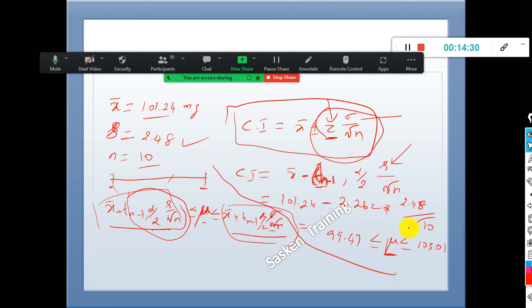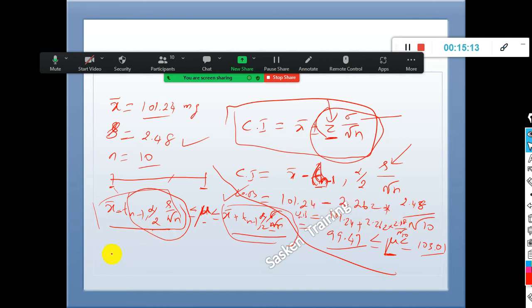So how much will you get here? The upper bound is nothing but 101.24 plus 2.262 into 2.48 divided by square root of 10. With the lower bound, when I plug in the values and solve this, I can get this one. For the upper bound, if I plug in these values, I'll get this value. So with this, what is the error here? Margin of error, 1.77.